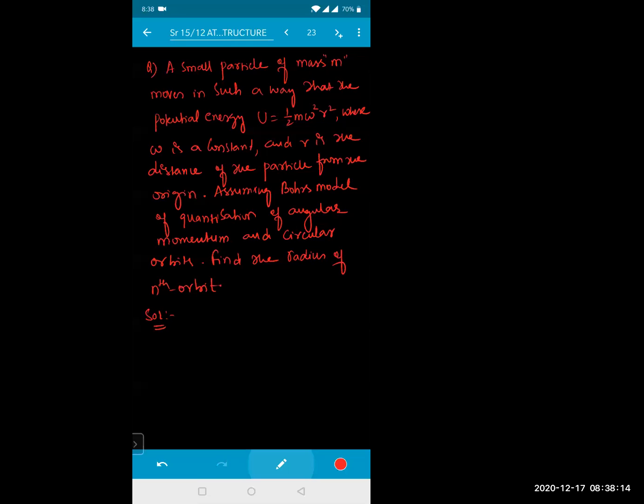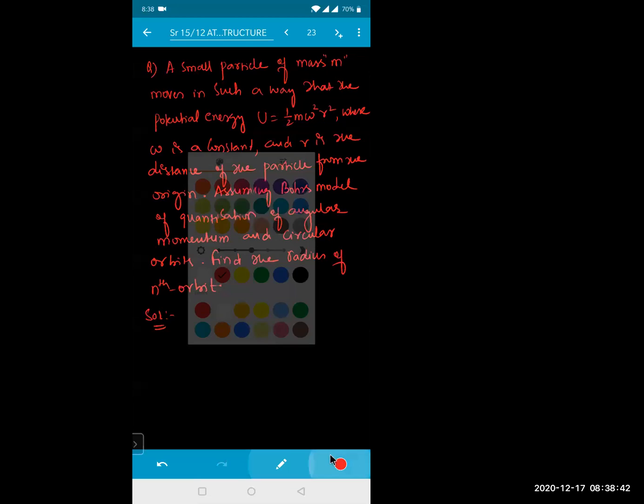First, try to read the question clearly, everyone. We have a small particle of mass m moving in such a way that the potential energy associated with it is U equal to half into m into omega square r square, where omega is a constant and r is the distance of the particle from the origin. Assuming Bohr's model of quantization of angular momentum and circular orbits are valid, find the radius of the nth orbit. So we are given the potential energy, therefore I can calculate the force.